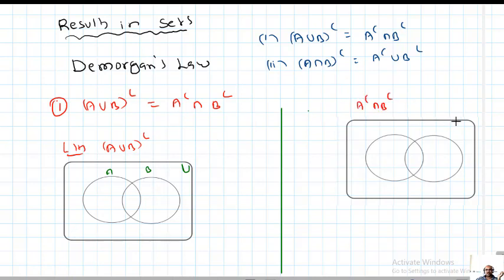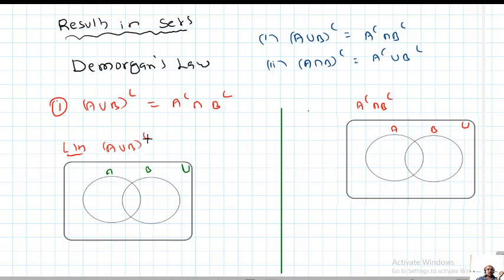The second part is A complement and B complement. This is A and B and the universal set. Observe, A and B are congruent circles, B and B are congruent circles, union and union are congruent circles. By using the areas concept, I want to prove that these two are equal, meaning the LHS equals the RHS.